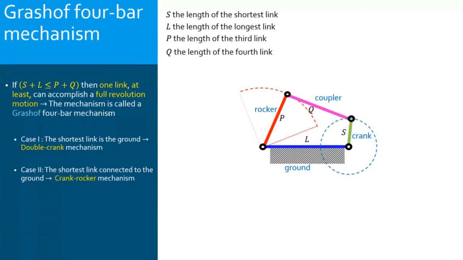Now, the second case is when the input or output is a crank, is the shortest link. It means that the shortest link is adjacent or connected to the ground. It doesn't matter here if the ground is the longest link or not. What is important is that it all depends on the position of the shortest link, if it is connected to the ground with a pin joint, a revolute or turning kinematic pair.